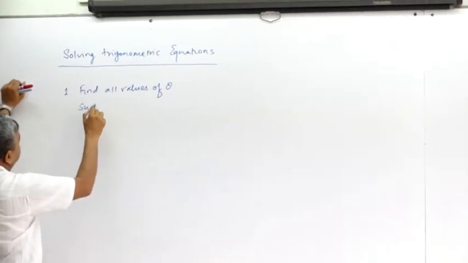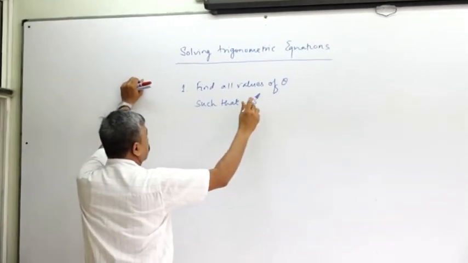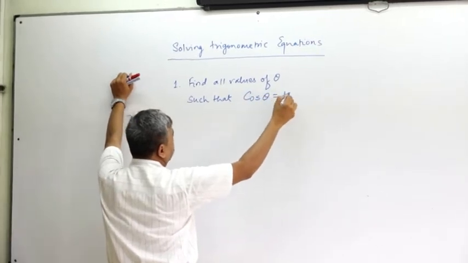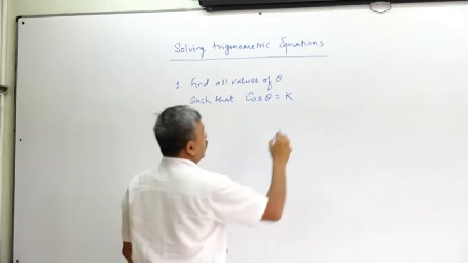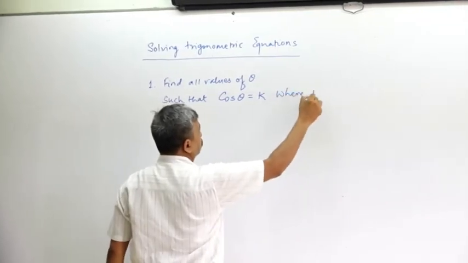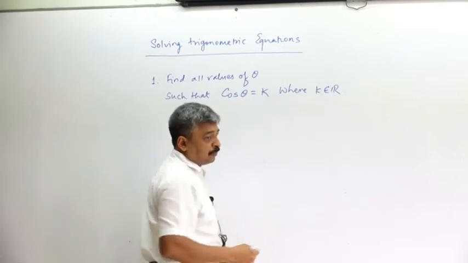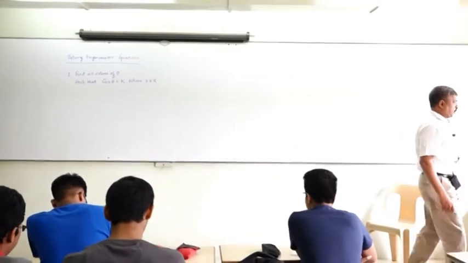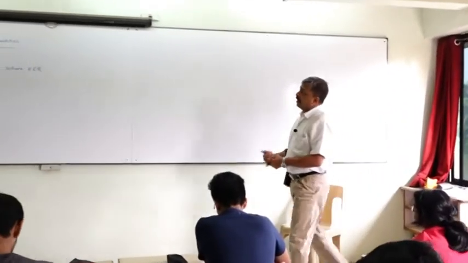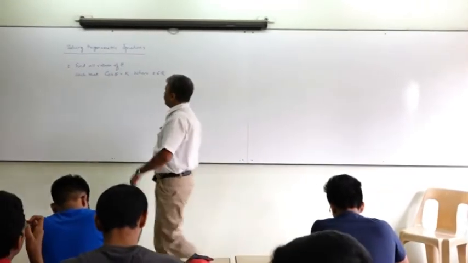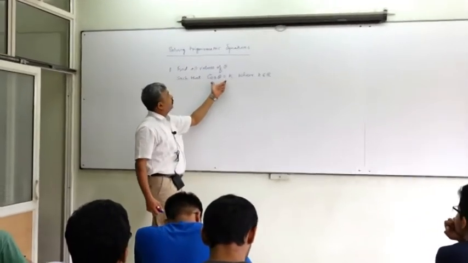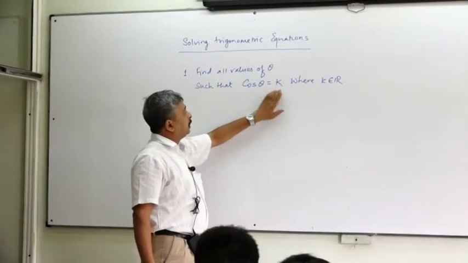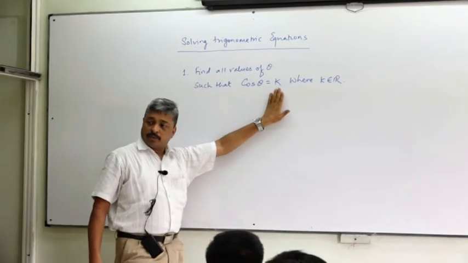such that cos theta is equal to k, where k is a real number. Find all values of theta such that cos theta is equal to k. What do we mean by this? I mean, this is an equation given to you. Theta is unknown, and cos ratio of that unknown theta is some value which is a real number.